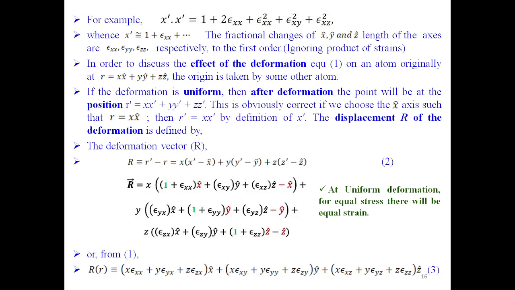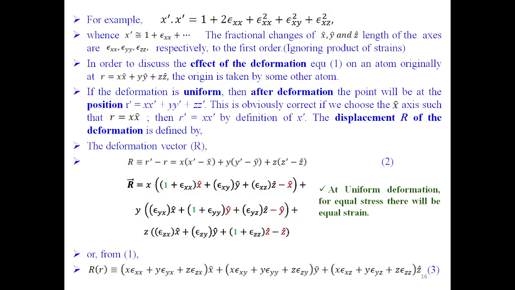For example, x prime dot x prime gives 1 plus 2 epsilon xx plus epsilon squared xx plus epsilon squared xy plus epsilon squared xz. This equation we have already discussed. So when x prime is equal to 1 plus epsilon xx, by omitting the higher order strains, the fractional changes of the orthogonal vectors x, y and z length of the axis are epsilon xx, epsilon yy and epsilon zz respectively to the first order. So ignoring the product of strains, here a unit length is increased along all the 3 axes. By omitting higher order strains, we have this equation.